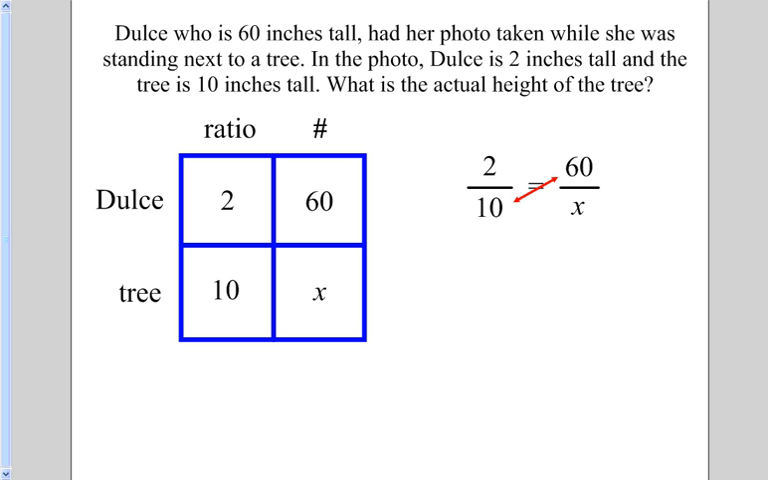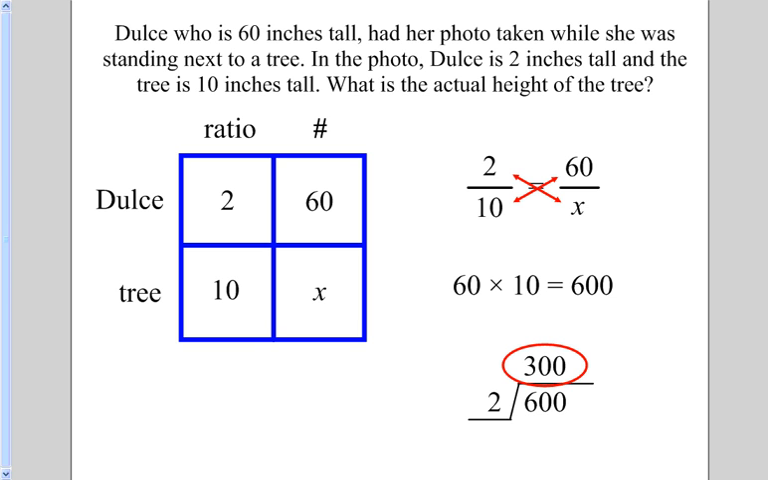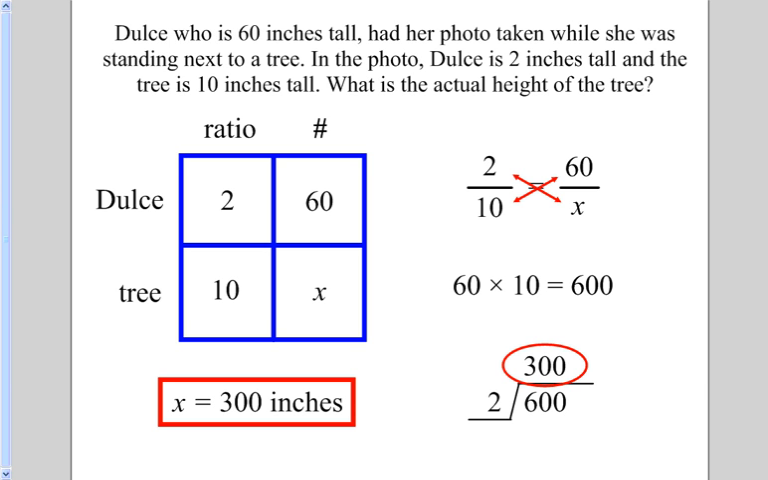So 10 times 60, which is really easy to solve, 60 times 10, 10 times 60, is going to be 600. We're taking the number 60, moving the place value over one place to the left, adding in a 0, and that's 600. And then we're going to take that answer, 600, and divide it by 2. So 600 divided by 2, 2 goes into 6 3 times, goes into 0 0 times, and the answer is 300. 600 divided by 2 is 300. That 300 inches is the actual height of the tree.